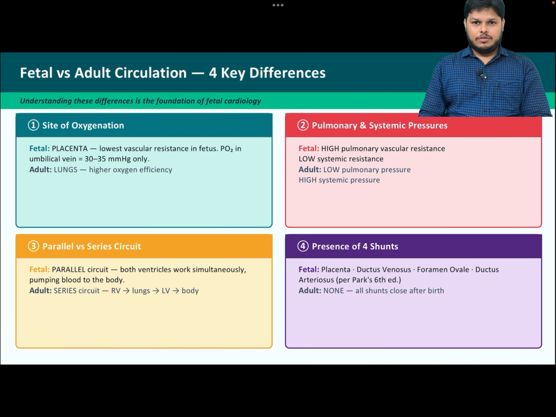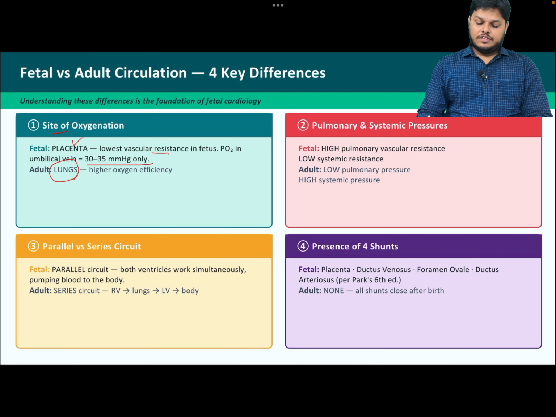So there are majorly four differences between the pediatric and adult circulation, right? Understanding these differences will lead to easier understanding of pediatric cardiology. So first is the site of oxygenation. In adults, the site of oxygenation is the lung, and it has higher oxygen efficiency. But in fetal circulation, the site of oxygenation is the placenta. Everything comes from the placenta. The nutrient, the oxygen, and everything comes from the placenta. It has low vascular resistance. The PO2 in the umbilical vein is only 30 to 35 mm of Hg. It is a question.